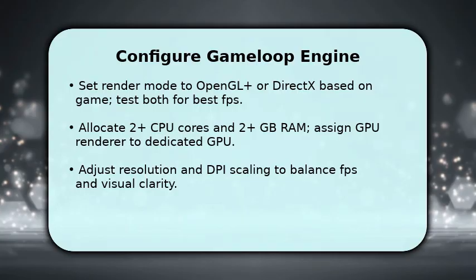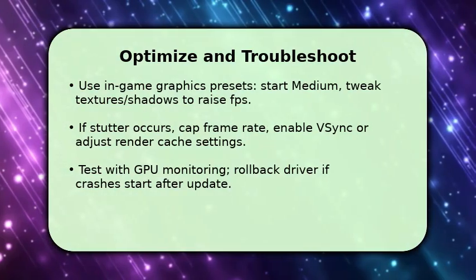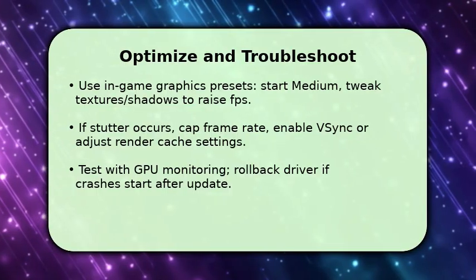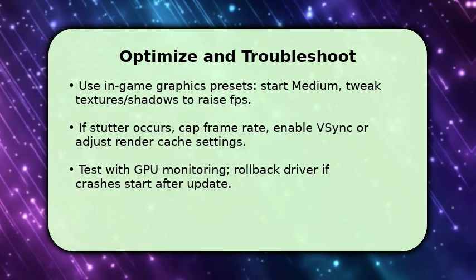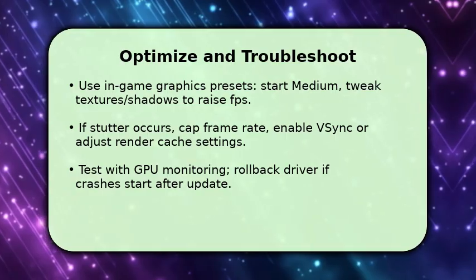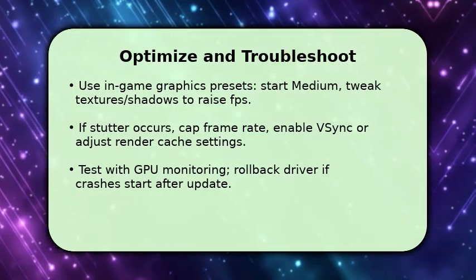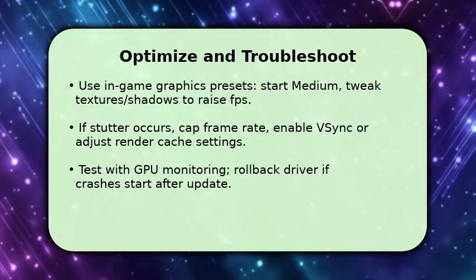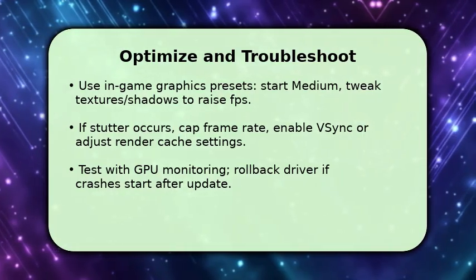You finish by tuning in-game settings and validating stability. Start with medium presets and lower textures or shadows to raise FPS, because visual settings often cost the most performance. If you see stutter, try capping frame rate or toggling VSync. Alternatively, adjust Gameloop's render cache and frame pacing options.